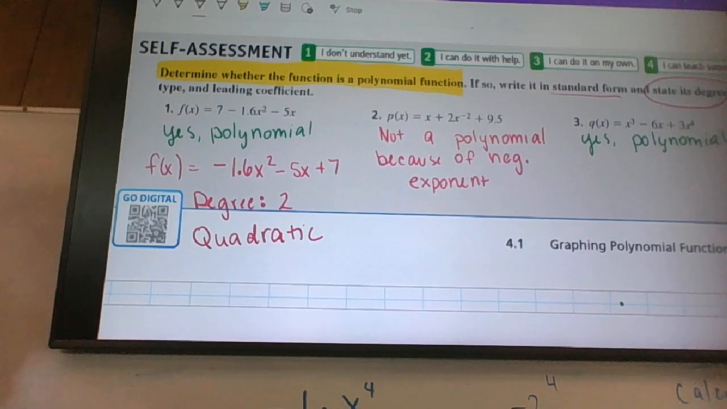And then the leading coefficient. The leading coefficient is the number in front when it's in standard form. So here it's negative 1.6.